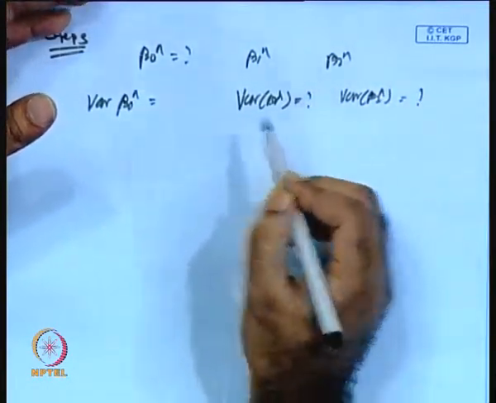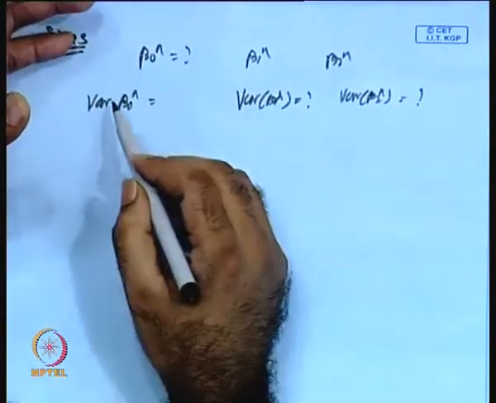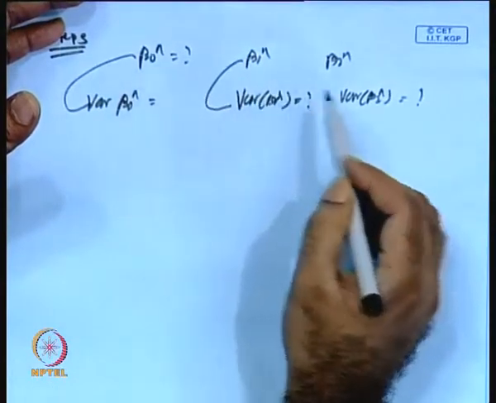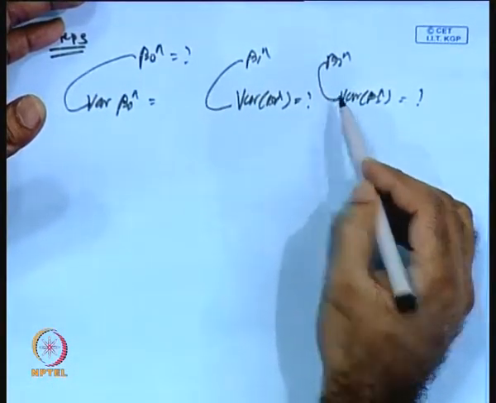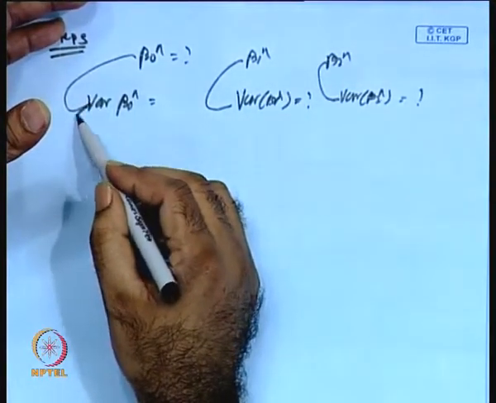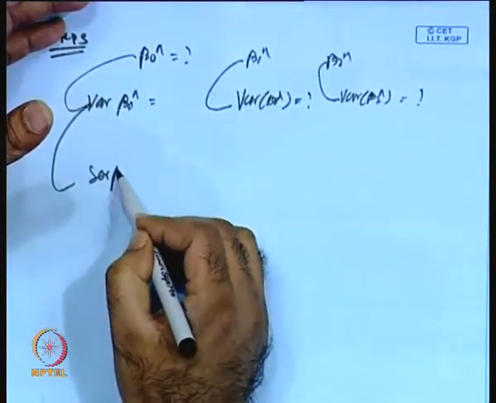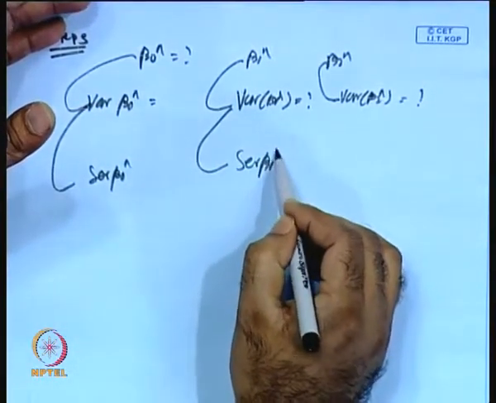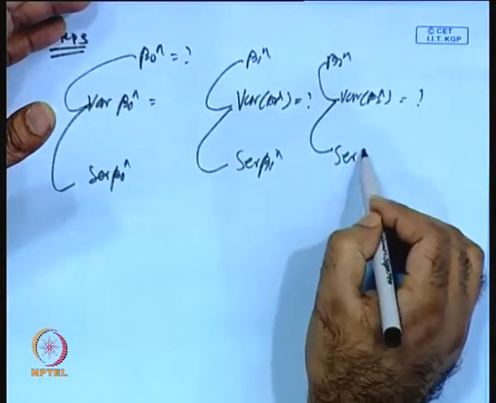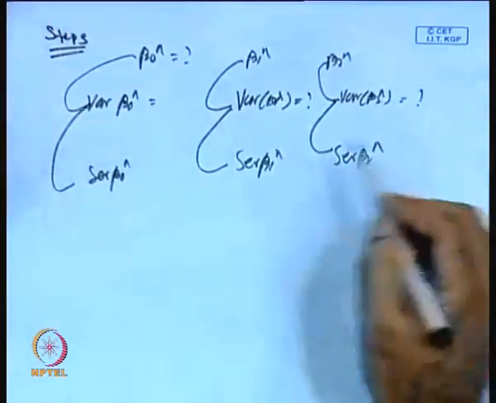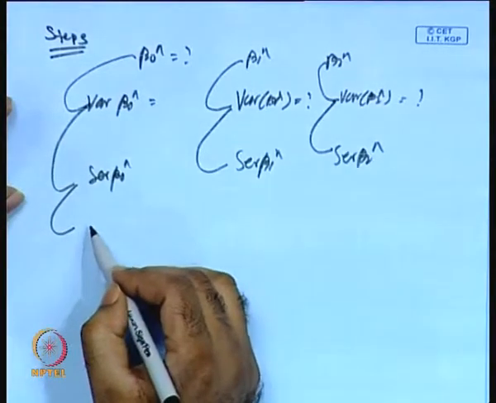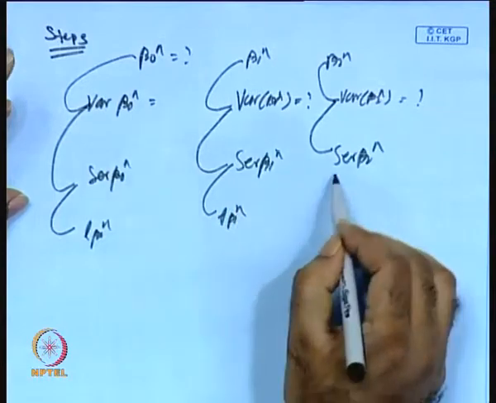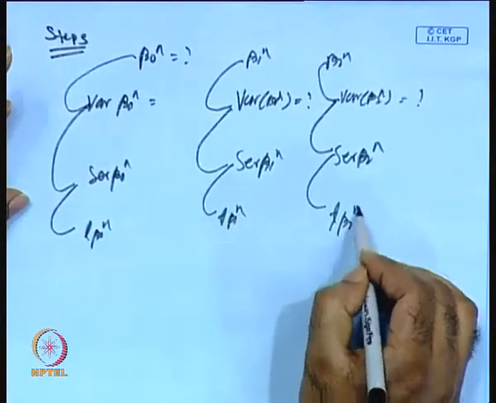Okay. So, now I am not writing directly. Ultimately, the way we will move from beta 0 head to variance of beta 0 head, from beta 1 head to variance of beta 1 head, and beta 2 head to variance of beta 2 head, then of course we have to move again for standard error of beta 0 head, standard error of beta 1 head, and standard error of beta 2 head. Okay. So, this is how you have to proceed. Ultimately, again we have to move for t of beta 0 head, t of beta 1 head, and t of beta 2 head.